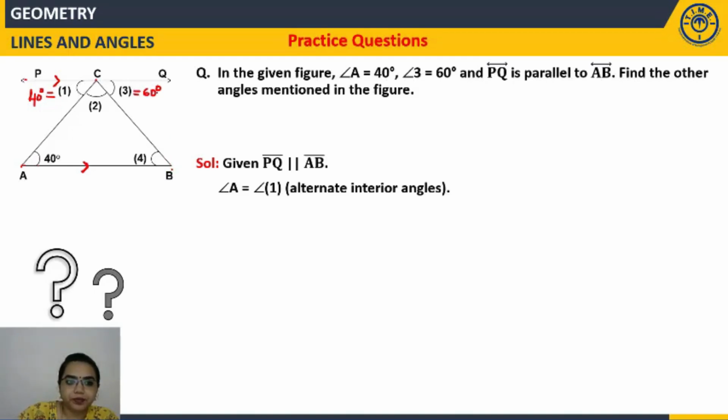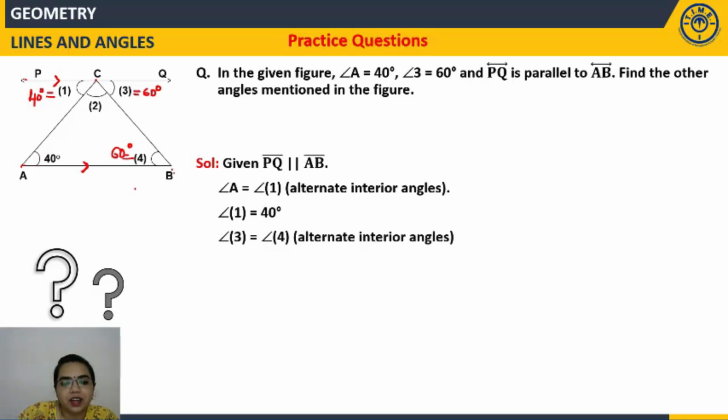These are alternate interior angles. Similarly, have a look here. PQ is parallel to AB. BC is acting as a transversal. Tell me here, angle QCB is equal to angle CBA. Again, these are alternate interior angles. Now what is the other angle that is remaining here? The other angle remaining here is angle 2.